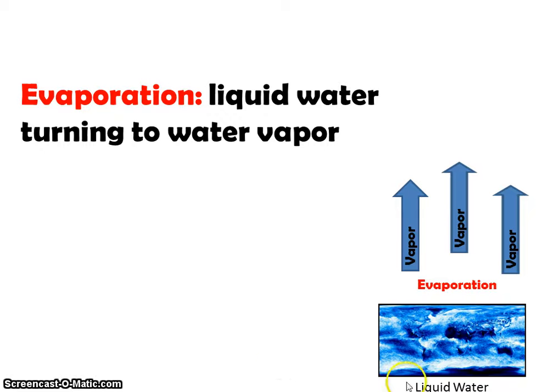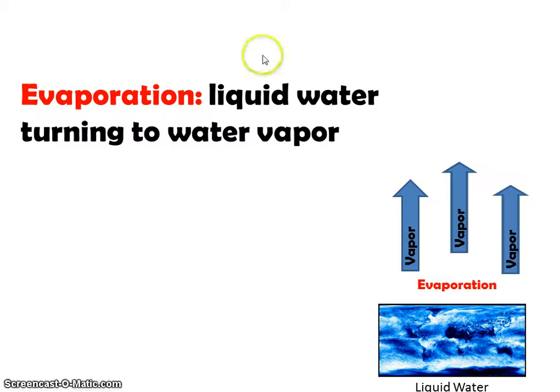Okay, well, what happens to that water is that water gets warmed up a little bit, and molecules escape from the surface of the water. They turn to water vapor. Okay, and when they turn to water vapor, we call that evaporation. Evaporation is when liquid water turns to water vapor.